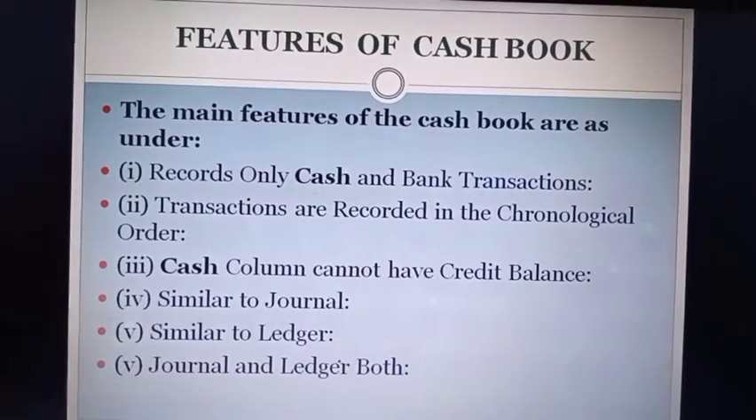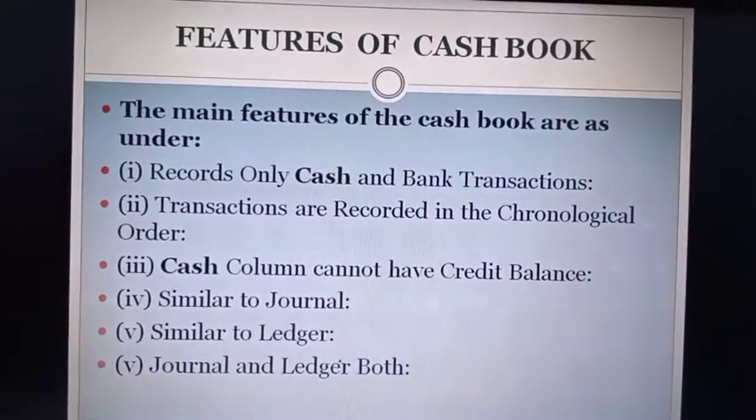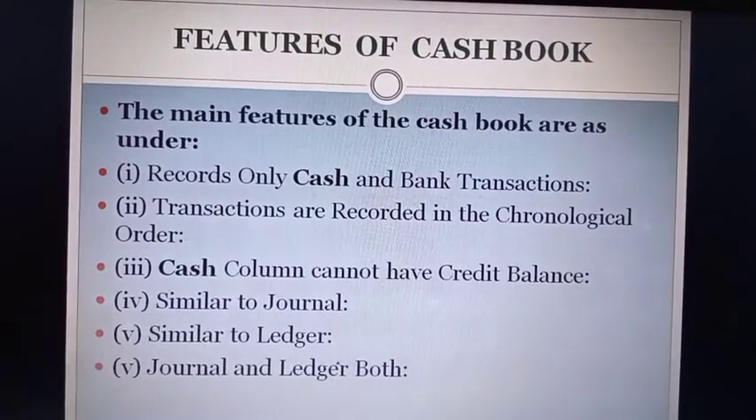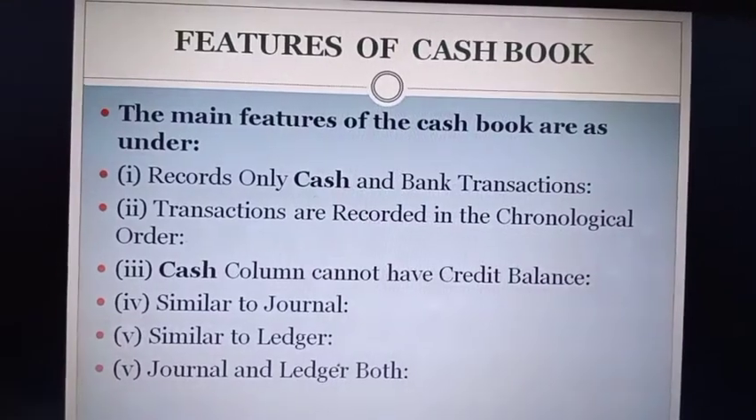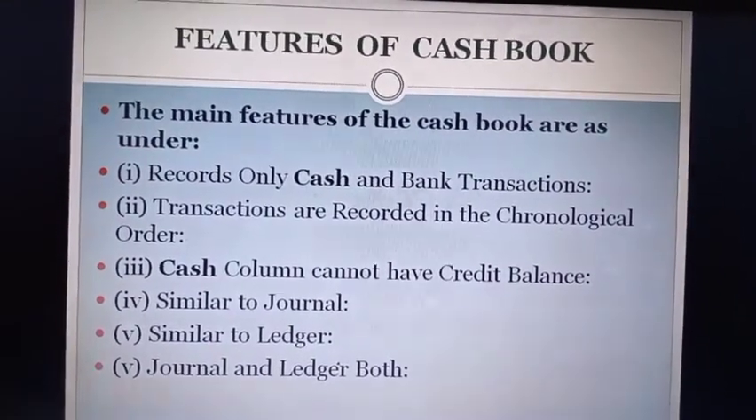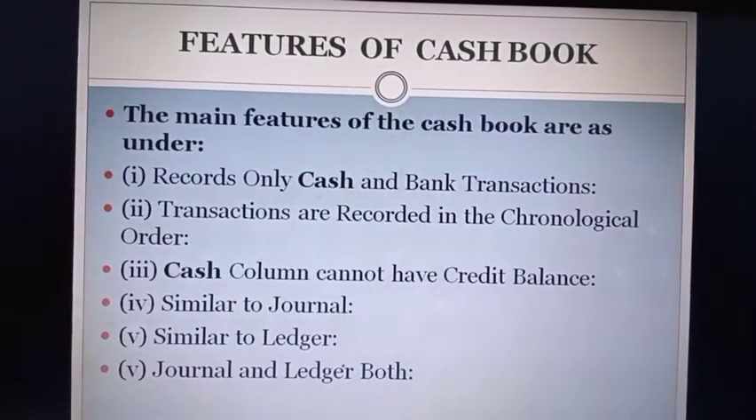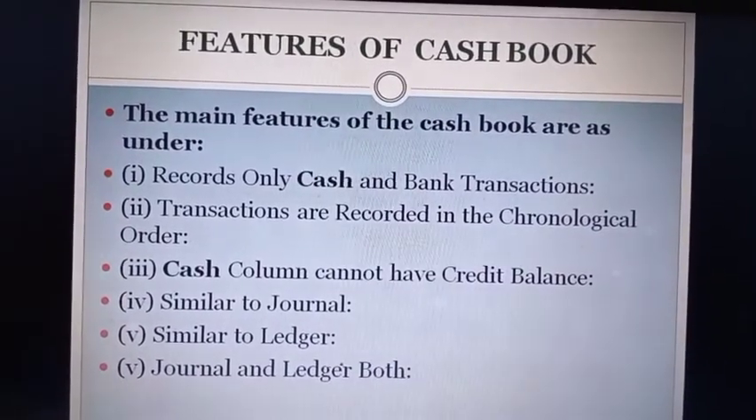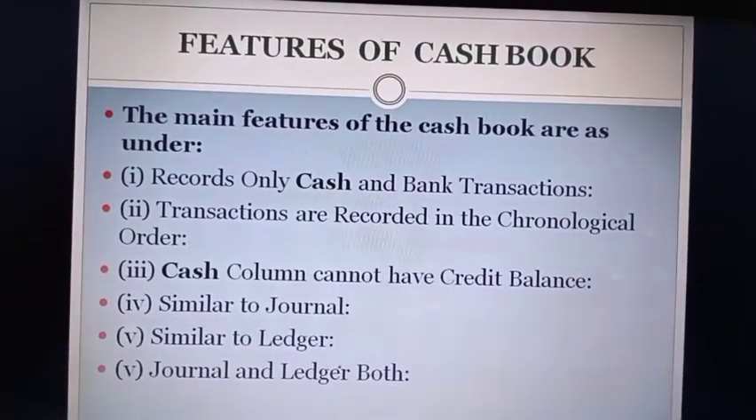Then we have: cash column cannot have credit balance. Yes, that means when we are not recording the credit amount in the cash book, obviously we will not record any credit amount in the cash column. Then it is similar to journal, because as I told you, instead of recording the cash transactions first of all in journal, we can directly transfer them to the cash book.